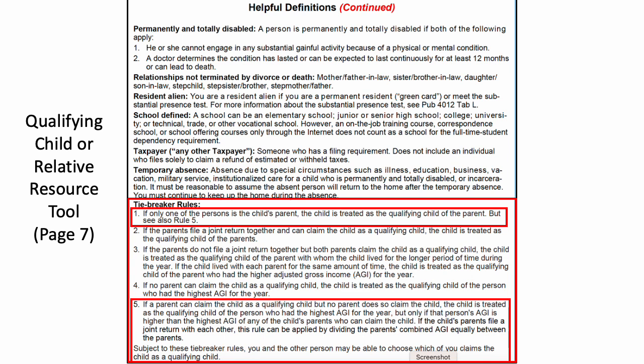If she chooses not to, just outright says, I'm not, then the grandmother could choose Nancy as her qualifying child. And she has the highest AGI in the home, 46,000 versus 25,000. But at the bottom, it also says, you and the other person may choose which of you claims. So Linda could just tell her mother, Alice, I'm letting you claim Nancy as a qualifying child. So the answer is both Alice and Linda can claim Nancy as their qualifying child.